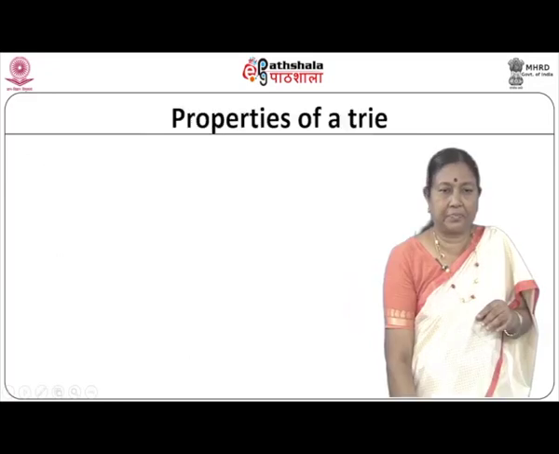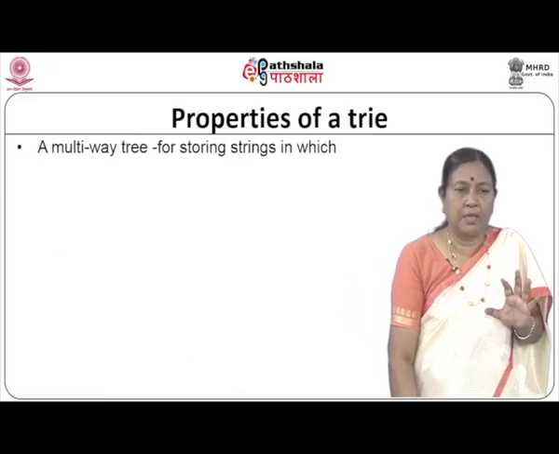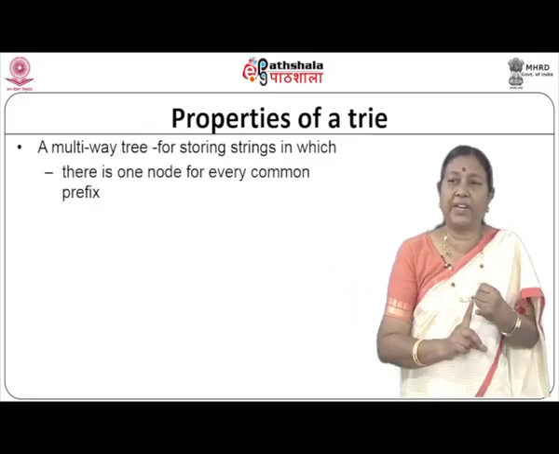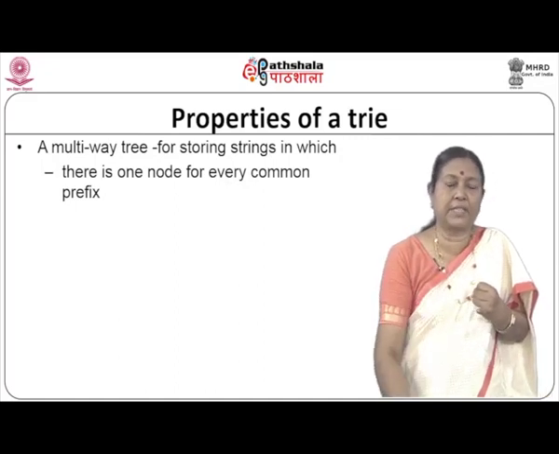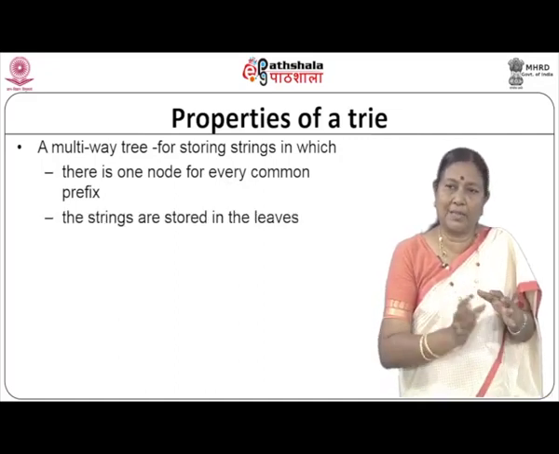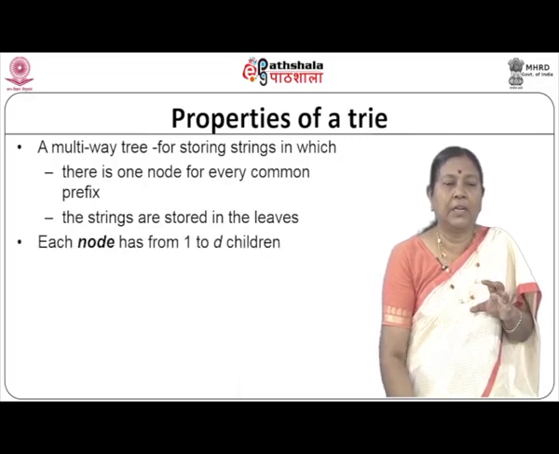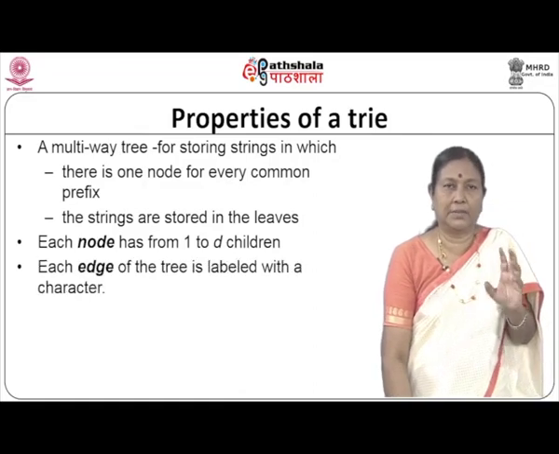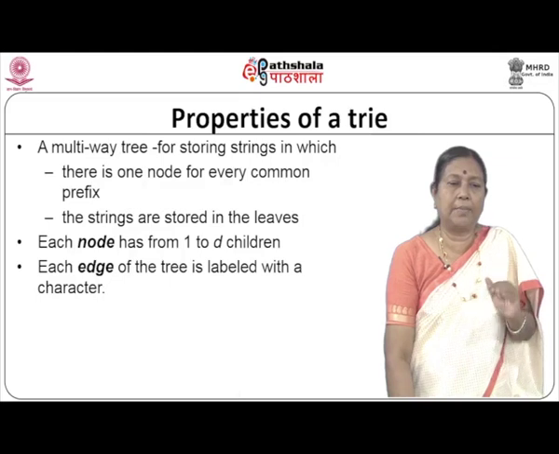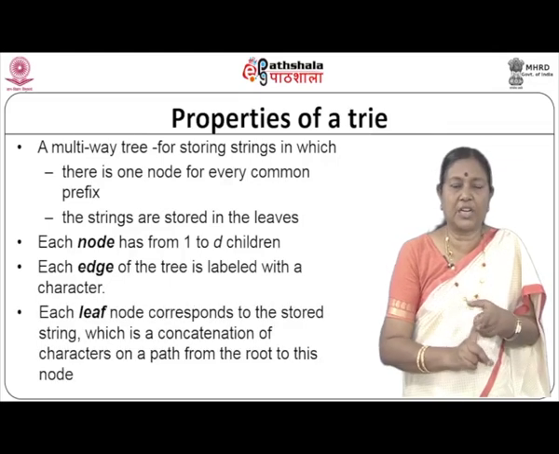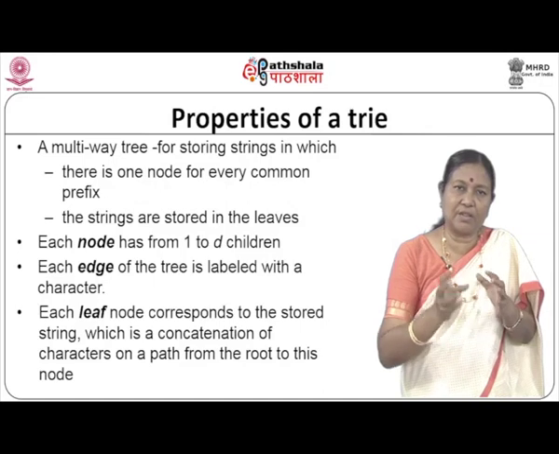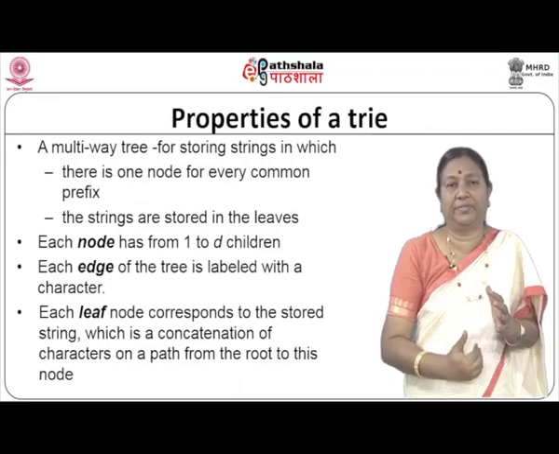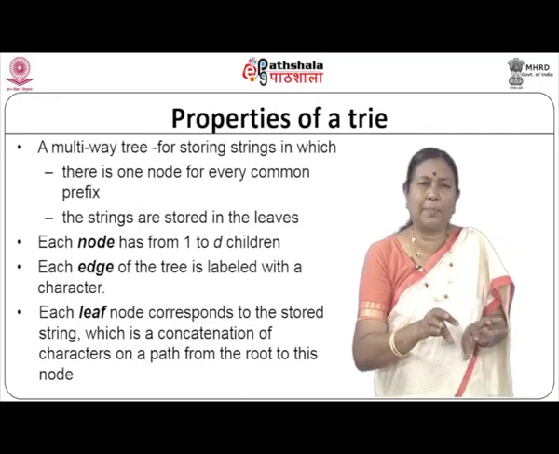Now, let us look at the properties of a trie. It is a multi-way tree for storing strings in which there is one node for every common prefix, and the actual strings are stored in the leaves. Each node has 1 to D children. What is D? D is the size of the alphabet. Each edge of the tree is labeled with one character, and each leaf node corresponds to a stored string, which is a concatenation of all the characters on the path from the root to the leaf.